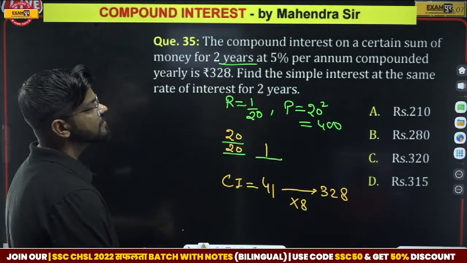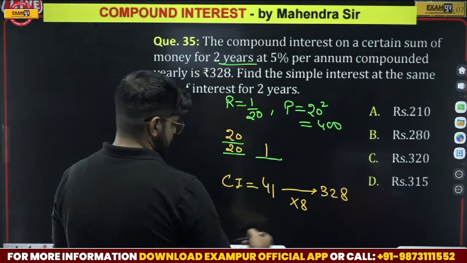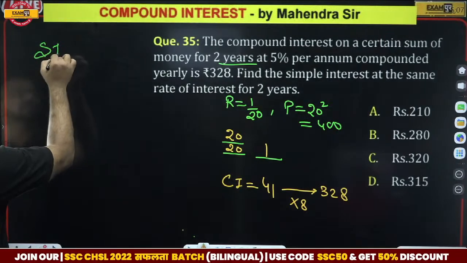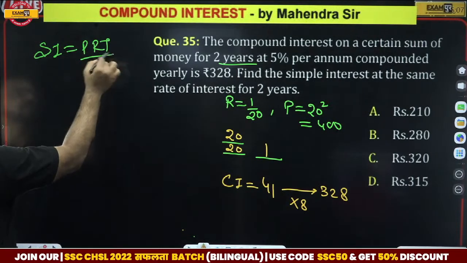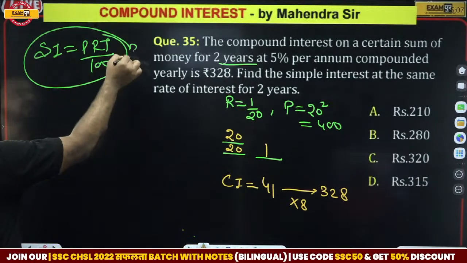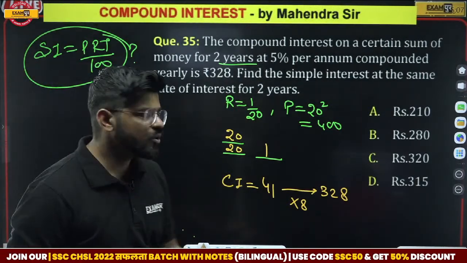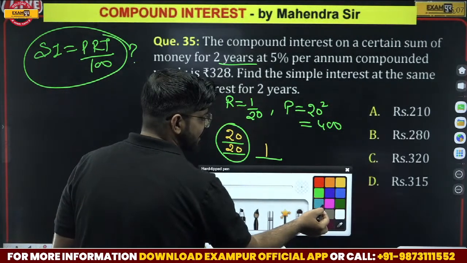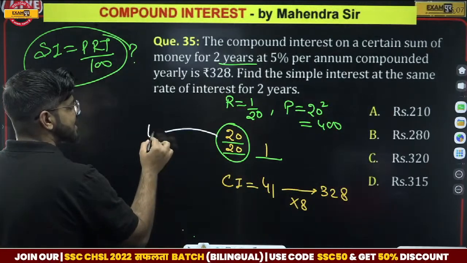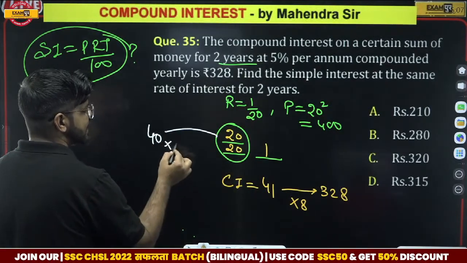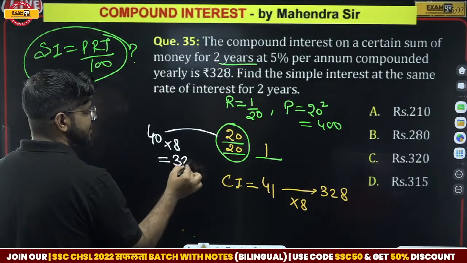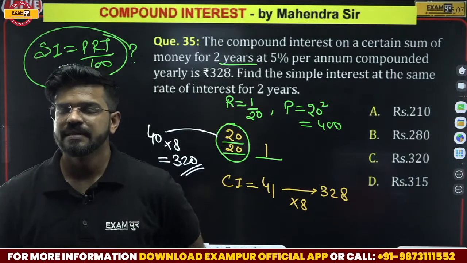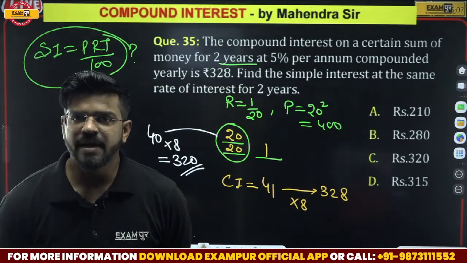The question is asking the simple interest for the same sum. What is the simple interest? Do I have to use SI is equal to PRT? No. We know that the first slab is nothing but the CI for 1 year, right? That means 40, and the multiplying factor is 8. What will be the answer? 320. 320 is my right answer.